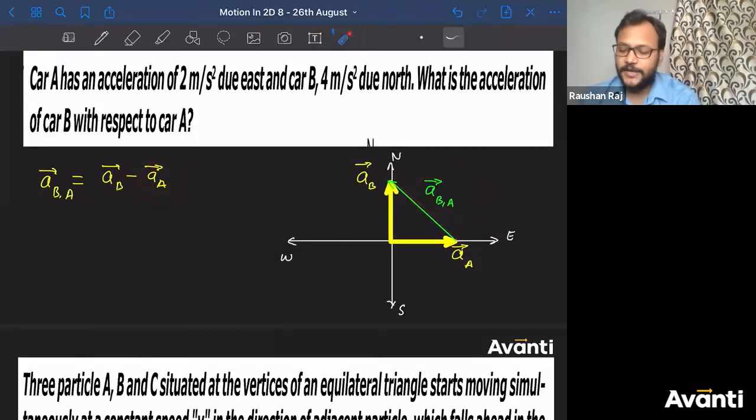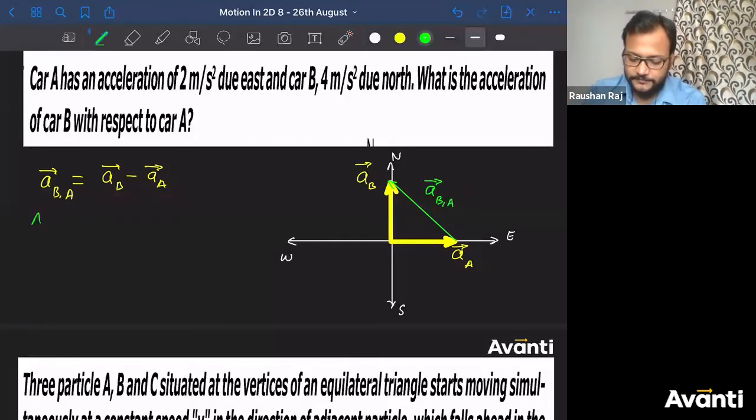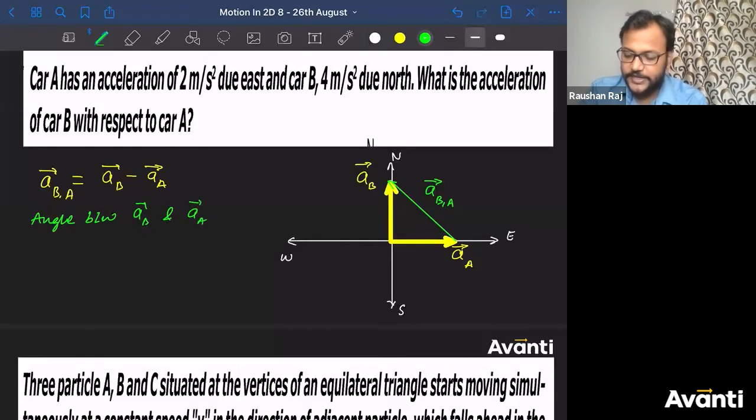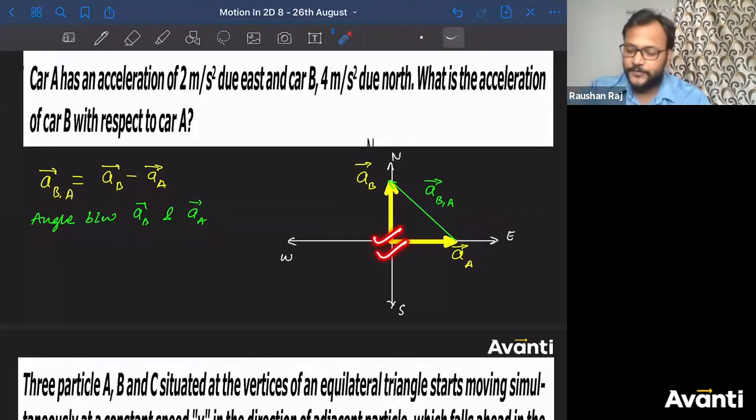All right, guys. Now find out the magnitude of this one. It's a simple thing. What is the angle between A and B? Angle between AB and A. See, there are two methods here. First one is geometry. Since here we are getting a right angle triangle, the magnitude of AB minus A is nothing but the length of this vector. This is known to us. This is known to us. So Pythagoras theorem will give us the value of this one.